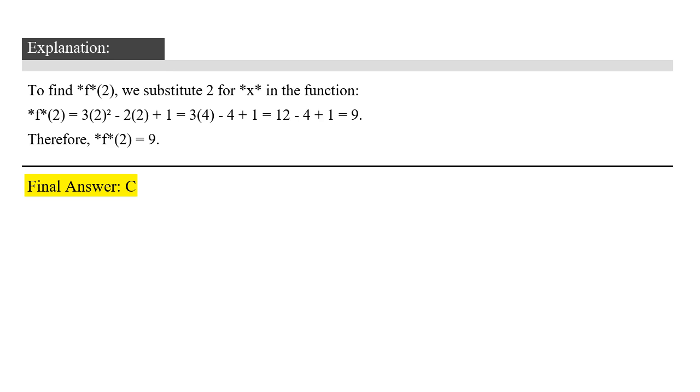To find f(2), we substitute 2 for x in the equation f(x) equals 3x squared minus 2x plus 1, which equals 3 times 4 minus 4 plus 1, which is equal to 12 minus 4 plus 1, which is equal to 9. Therefore, f(2) equals 9.